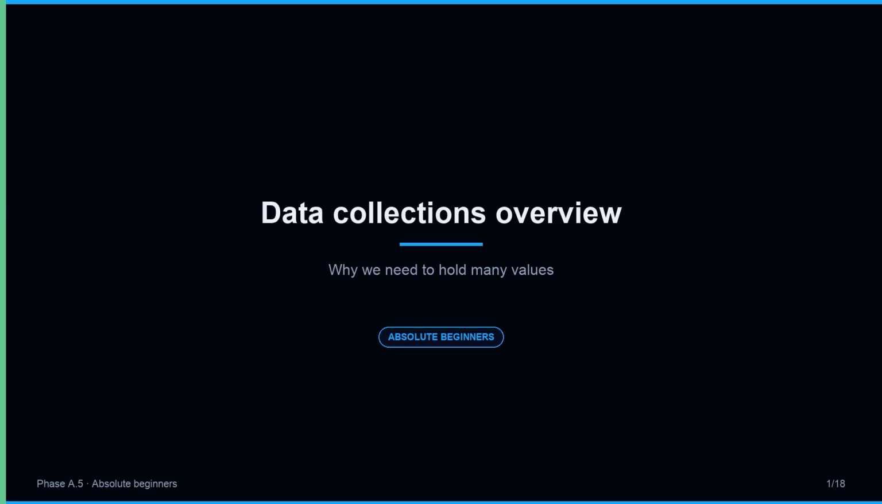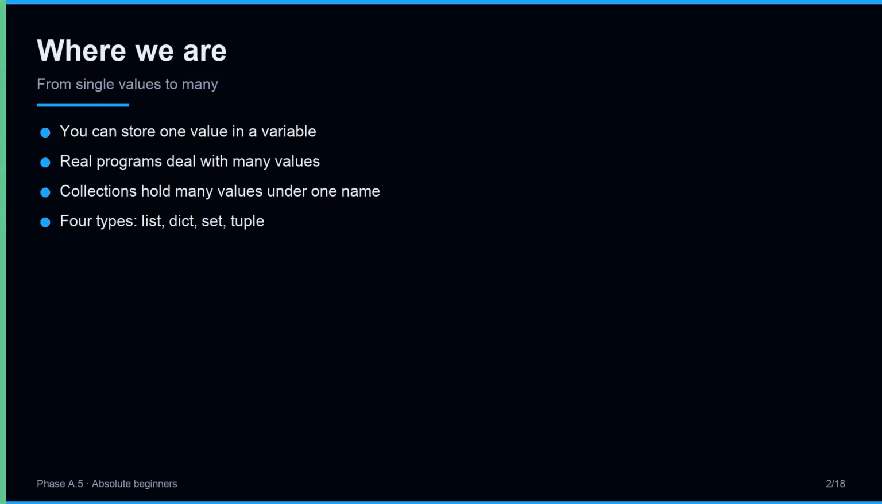The most important section. Look at what you can do so far. Name equals Ada, one string. Score equals 95, one number. Active equals true, one boolean. One value per variable. But imagine a contact app. You need to store 50 names, 50 phone numbers, 50 addresses. 50 separate variables is painful. You need a way to hold many values under one name. That is what collections are for.